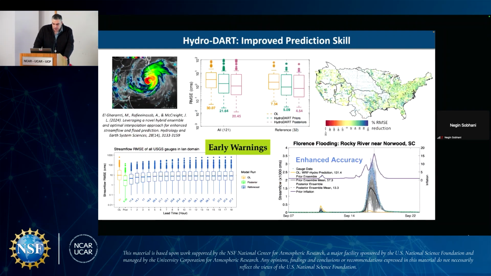Just quickly, to show you some results that you can get with this system, we've tested HydroDART at different regional sites. We've tested flash floods and long-lasting flooding events. Overall, we've seen significant enhancement to the prediction accuracy. Right now, we're extending this to do CONUS-wide streamflow predictions. The highlight of the system is that it can provide early warnings. At some sites, we've seen up to 18 hours improved prediction accuracy ahead of flooding peaks.